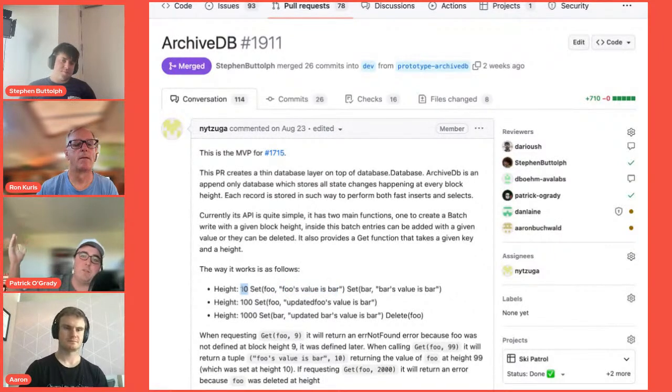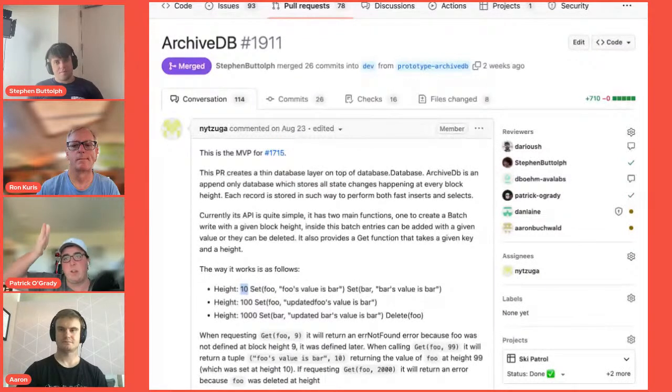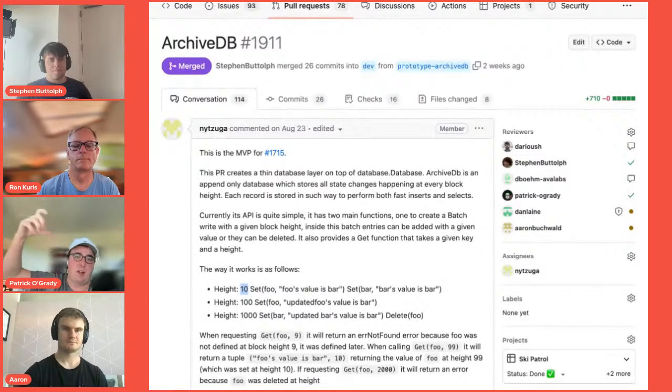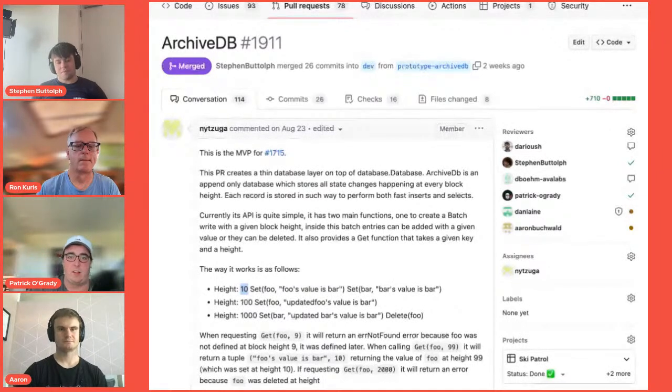Now, let's say I'm at height 15 and I want to know the last value of foo efficiently. That's what this database is trying to provide. And you can imagine that if you're trying to provide historical execution or historical data, like maybe a balance instead of foo at a particular height, you don't want to have to store every key at every possible height. You just want to store it at the last time it was updated and then be able to efficiently fetch that last value.